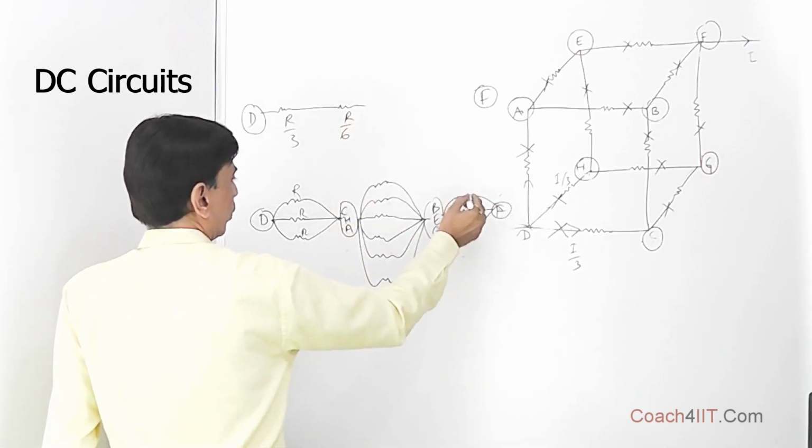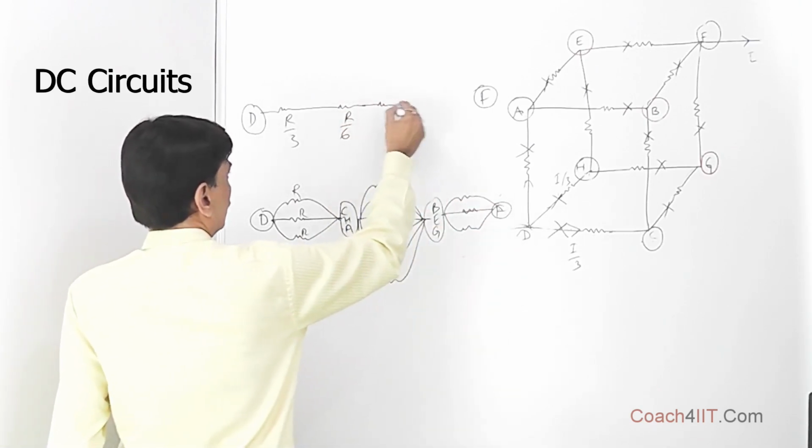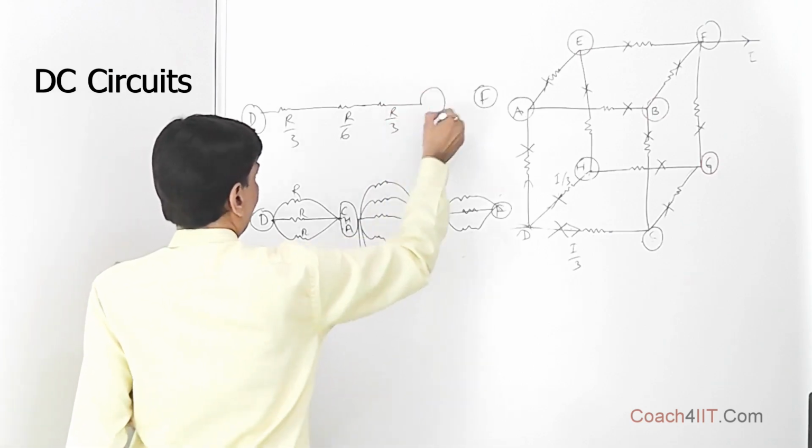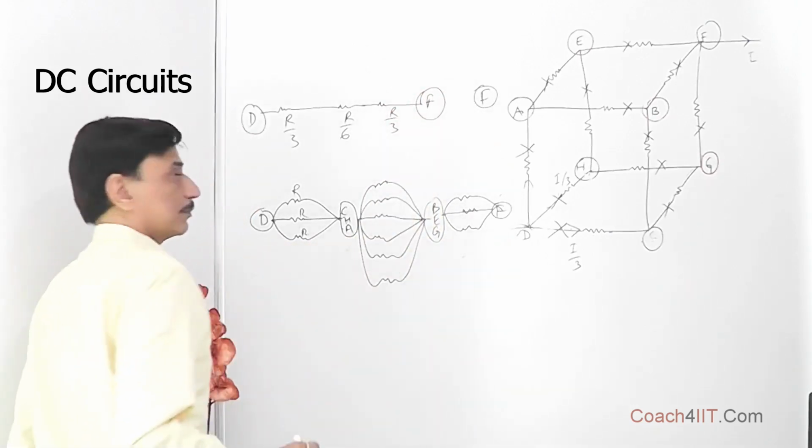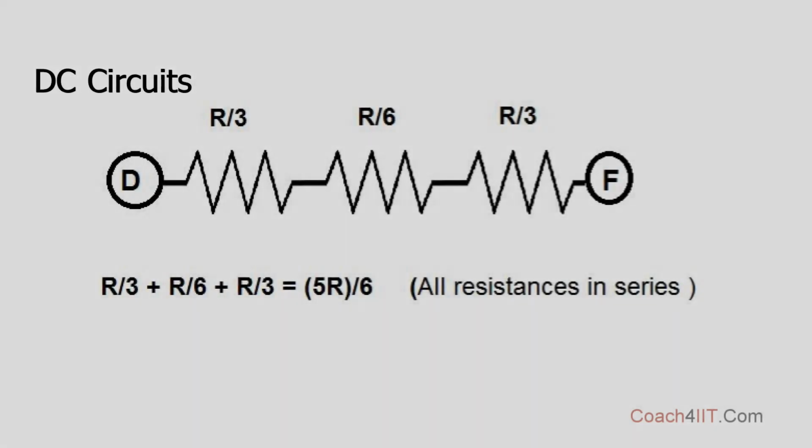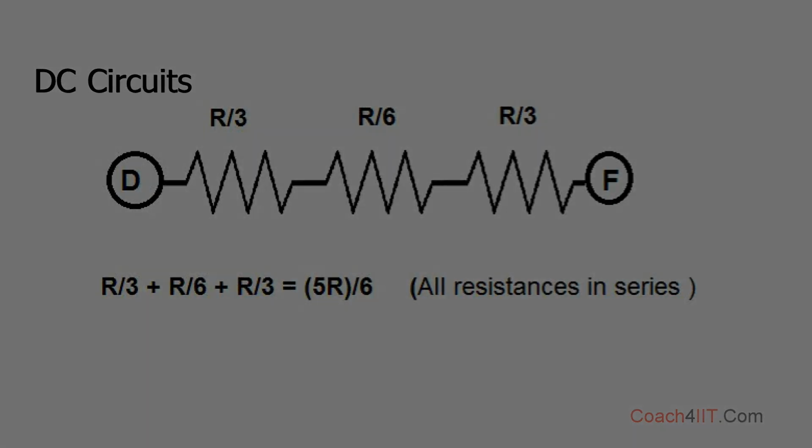And from here to here, once again R, they are in parallel. So that makes R by 3, and over here we have F. So R dash comes out to be 5 by 6 R. So this is the equivalent resistance between D and F, that is, across the vertices of the longest diagonal in the cube.